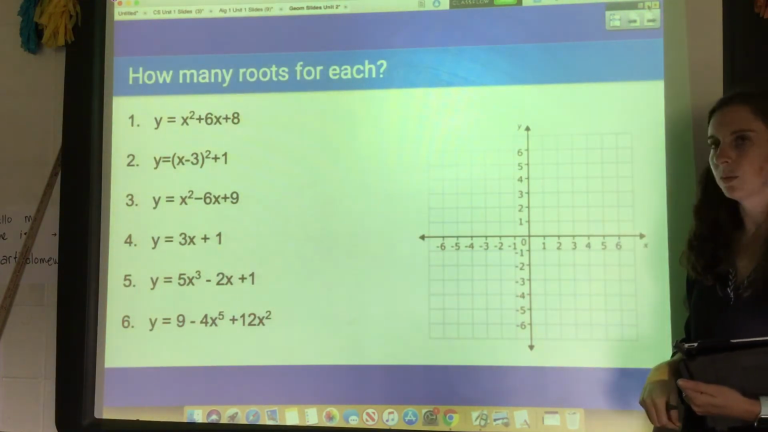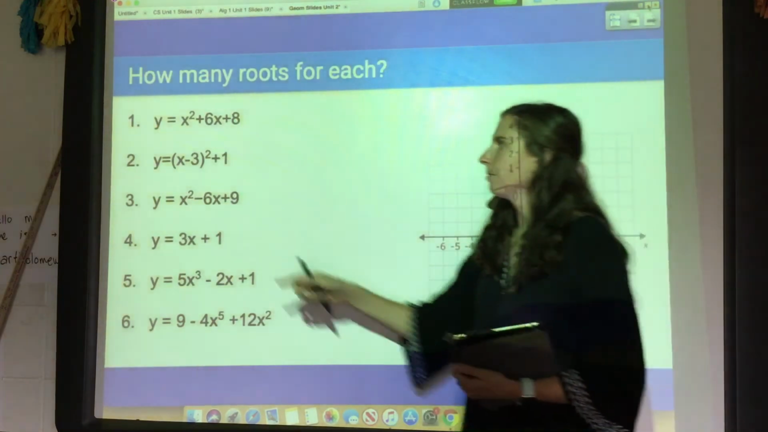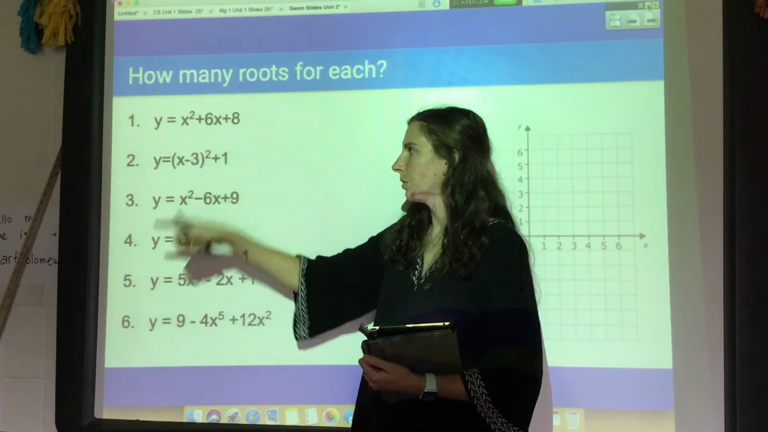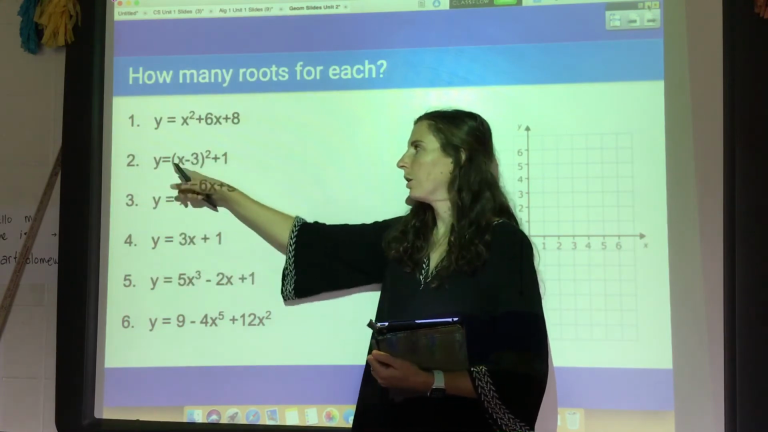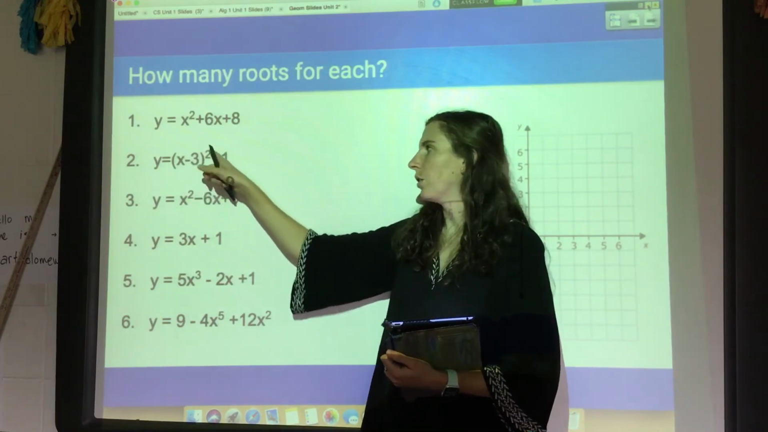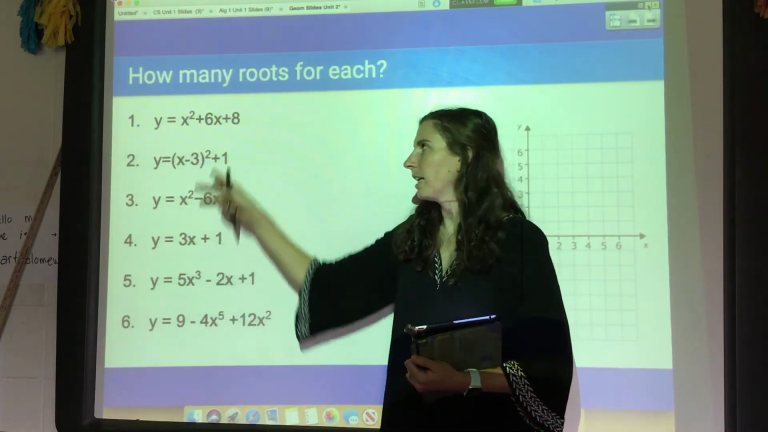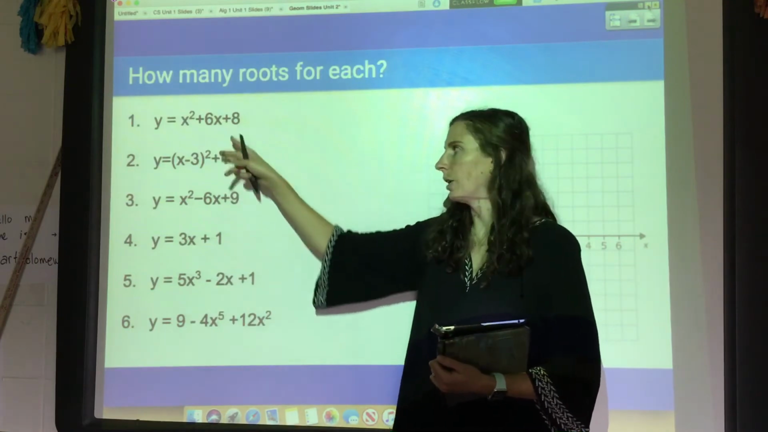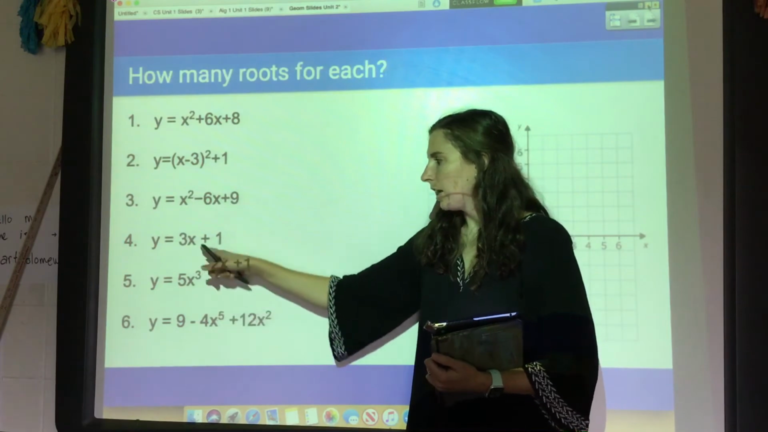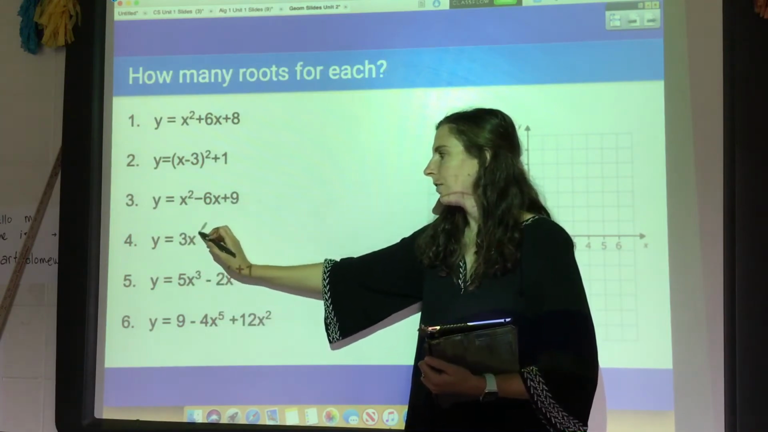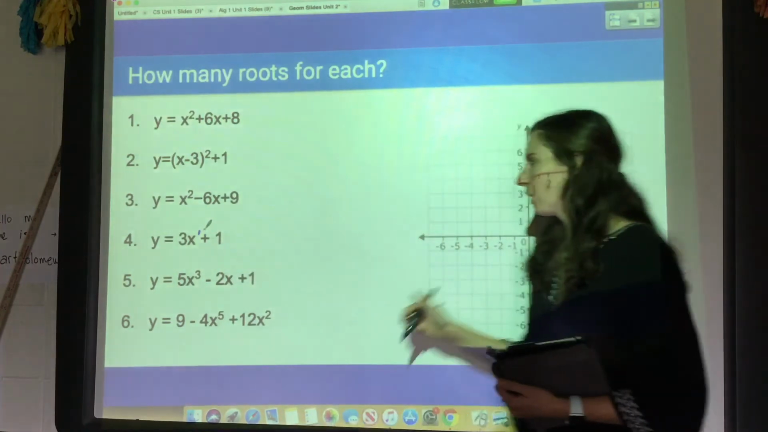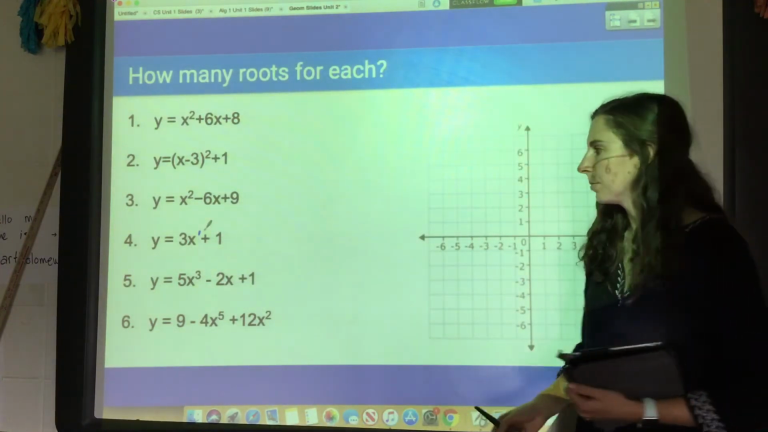All right, hopefully you've tried those. On the first one, since the highest exponent is a 2, 2 roots. This one, if we were to multiply this out, the highest exponent would be an x squared, and so again, 2 roots. That makes sense. Those are quadratics, so we know they have 2 solutions. Same thing here, 2 roots. The highest exponent on this one is a 1, so it only has 1 root, which makes sense. That's a line, so it's only going to cross the x-axis once.